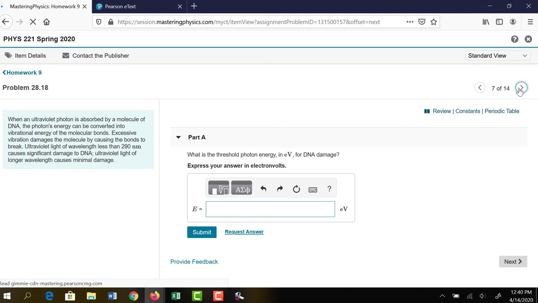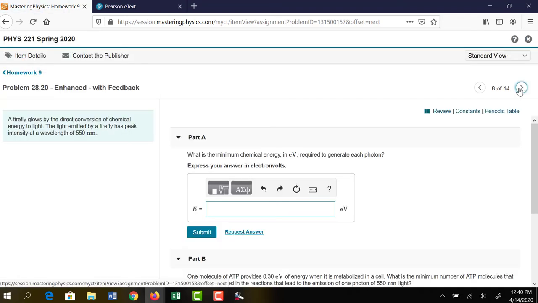Okay, let's look at the next one here. Let's see, a firefly glows by direct conversion of chemical energy to light. The light emitted by a firefly has a peak intensity at 550 nanometers. What is the minimal chemical energy required to generate each photon? Okay, so really, same kind of idea that we had before. If you have 550 nanometers, what energy does that correspond to? So really similar to the previous problem, figure out that energy associated with 550 nanometers.